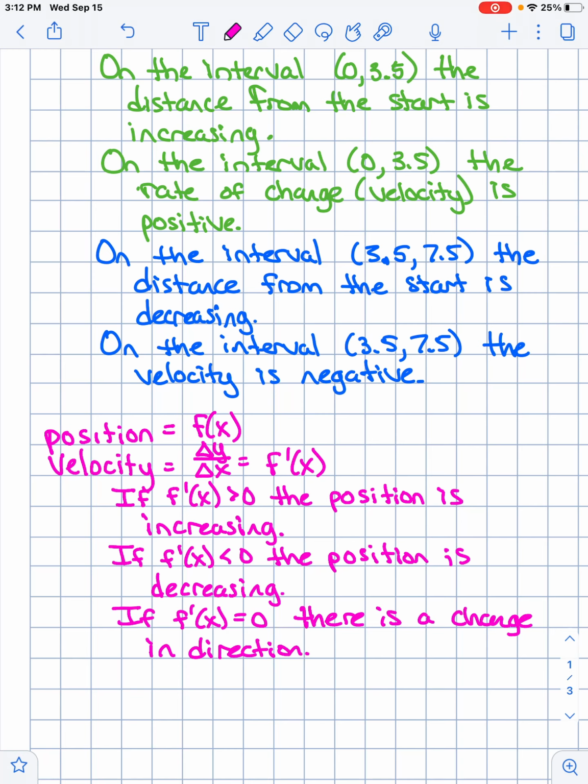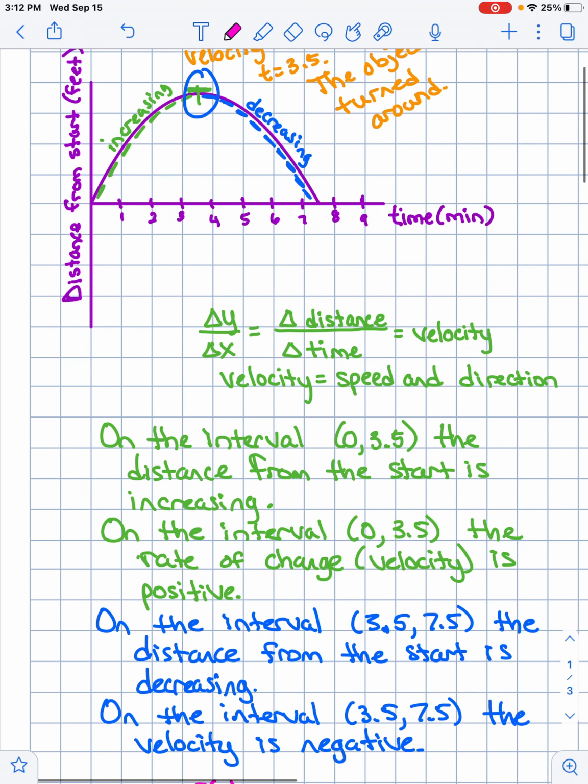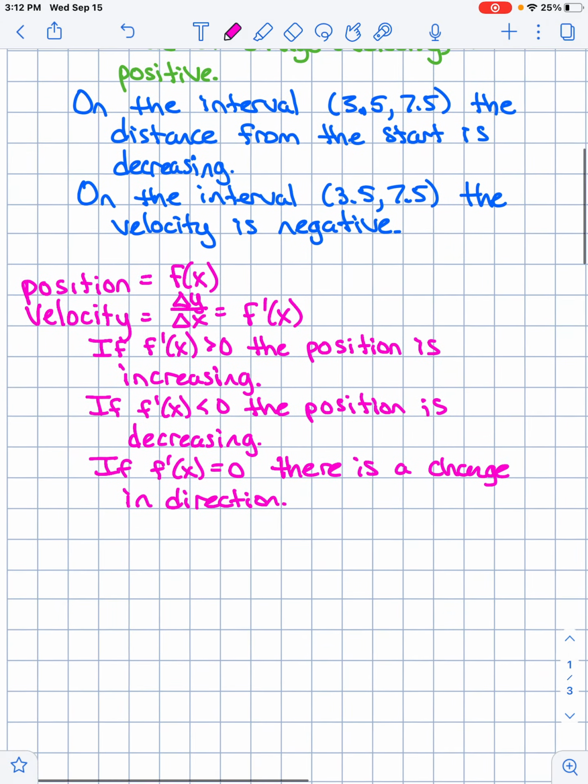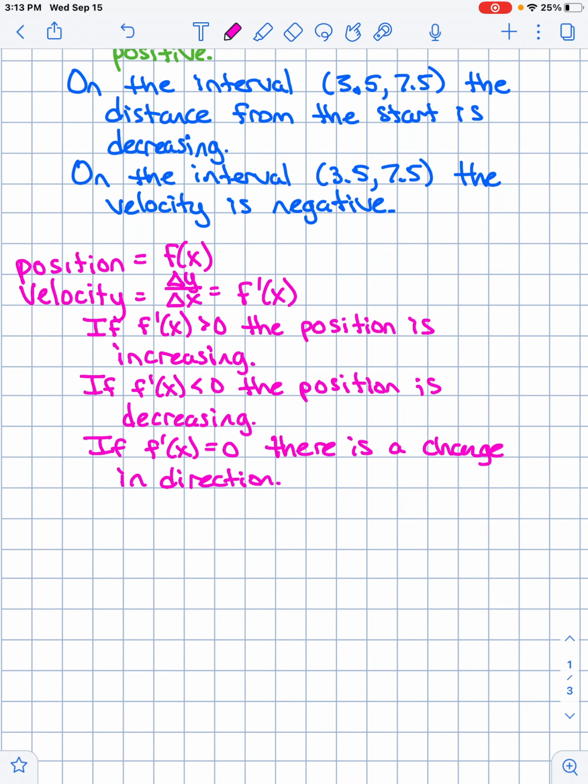Okay, let's see if we can graph what this velocity function might look like. So I'm noticing that up until 3.5, the velocity is positive. Then at 3.5, the velocity is 0. And then after that, the velocity is negative. So let's graph that velocity function. Notice I'm going to use a completely new set of axes because we are going to have a different x and y value, or x and y axis. I'm going to move that over. I'm going to put it here.